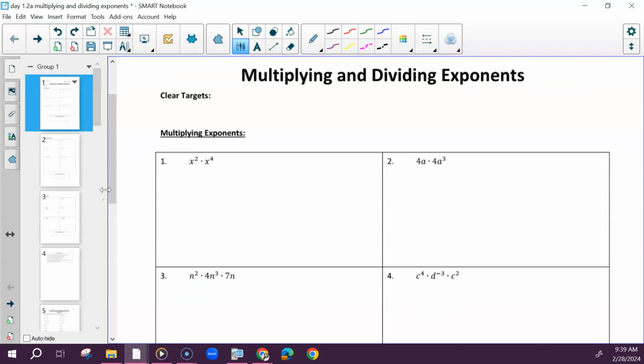So if I were to expand this, I have x squared is x times x. X to the 4th is x times x times x times x. And if I counted the total number of x's, we have 6.